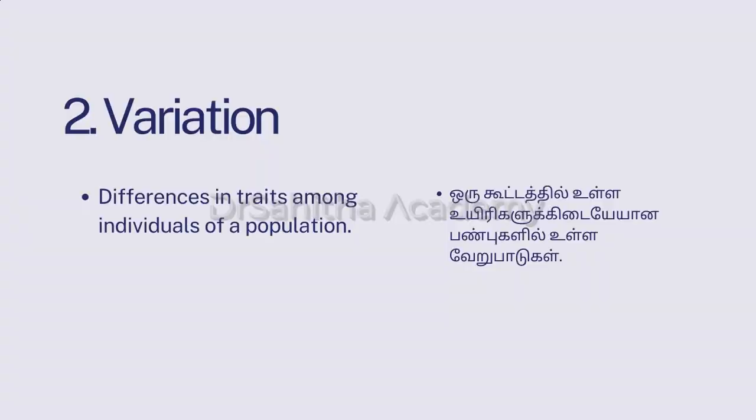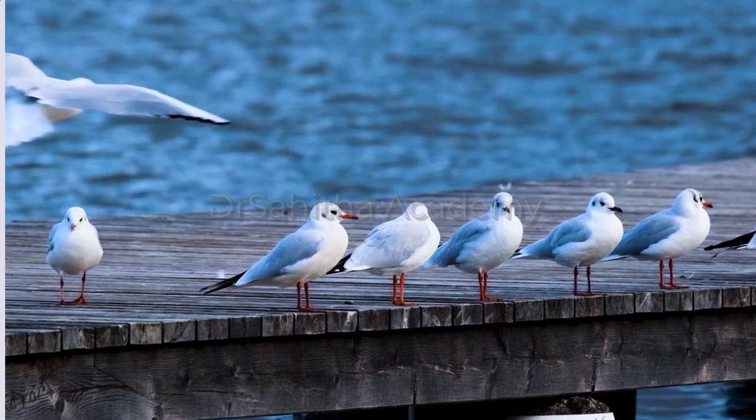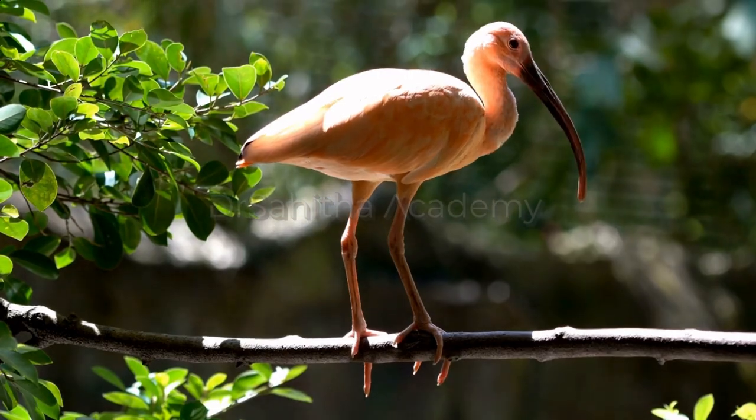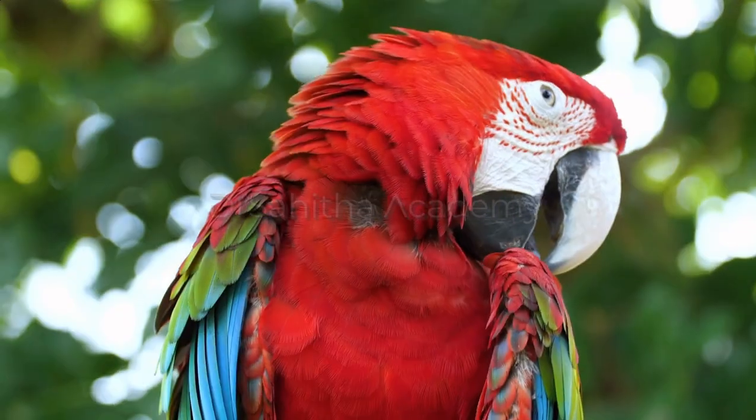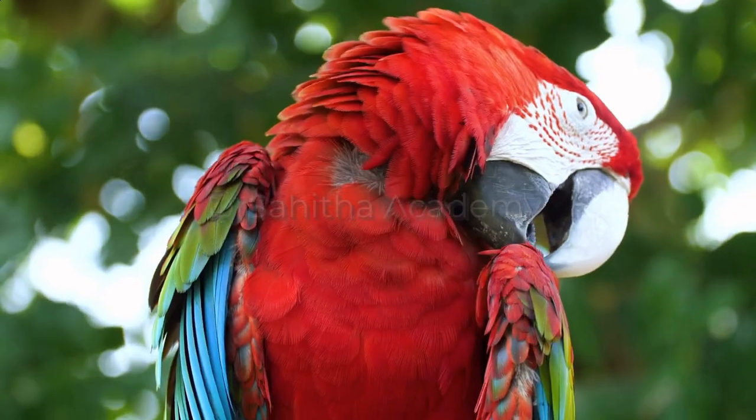Next, we have variation. Variation means that individuals within a population differ from one another. These differences can be in color, size, shape, or behavior. Say, for example, consider a population of birds. Some birds might have longer beaks, while others have shorter beaks.